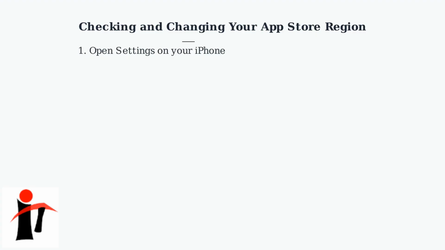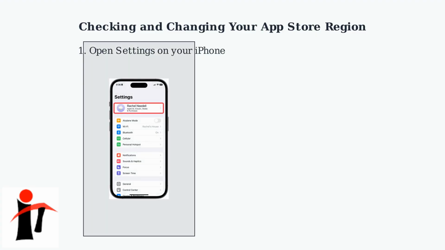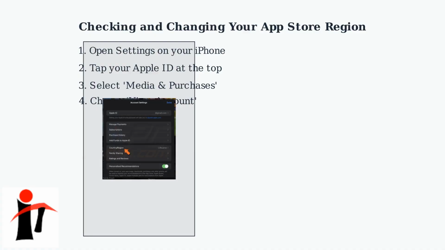To check your iPhone's App Store region, start by opening the Settings app on your iPhone. Tap your Apple ID at the top of the Settings screen, then select Media and Purchases from the menu. Choose View Account to access your account settings. Check the Country Region option to see your current App Store region.